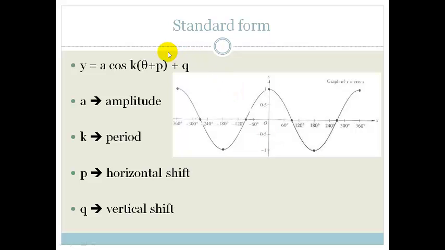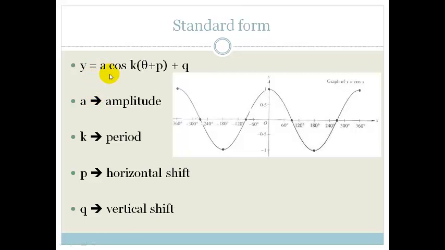So grade 11s, your final standard form of your cos graph is y = a cos(kθ + p) + q. And remember, grade 11s, within the exam guidelines and curriculum they can only give you two changes. So do not panic and think you're going to get all of these in one graph. They're not going to do that to you. So let's talk about it again, just to make sure you know what's going on.